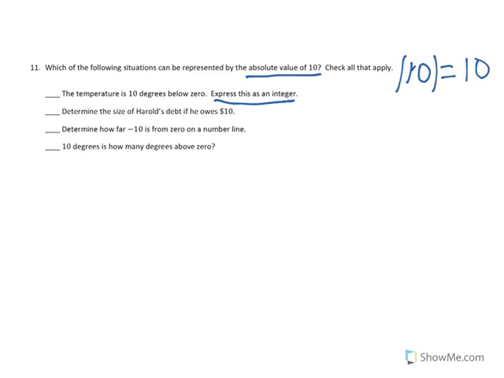Okay, so because this asks us to do the integer, the answer to that would be negative 10, and they want to know which one is going to equal that. So that's not it. Determine the size of Harold's debt if he owes $10. So when we're talking about someone's debt, now that's different. If he owes $10, if we found the absolute value of that, that would equal 10. So we can use the absolute value to find this answer out. So that is correct.